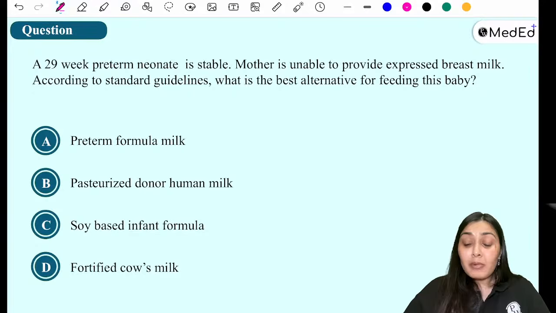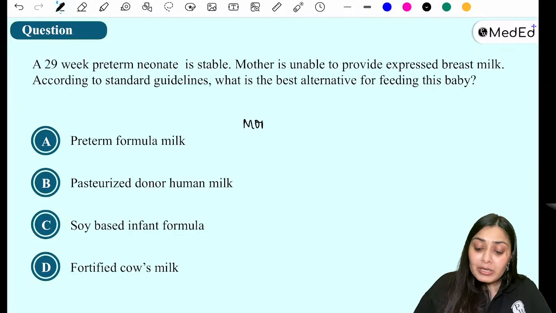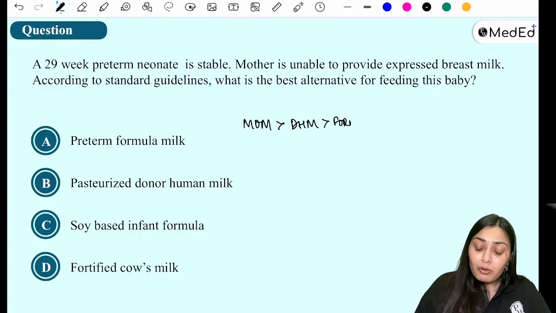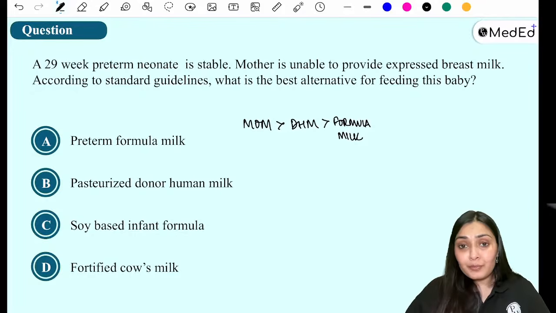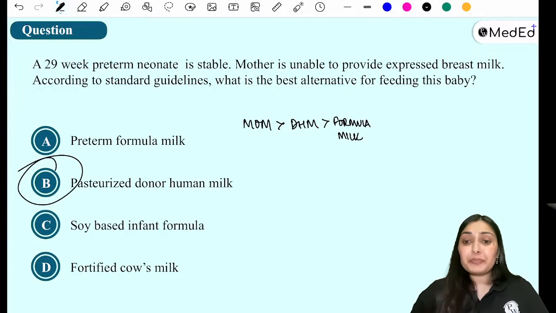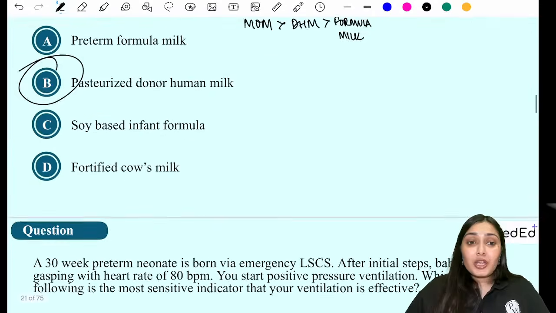So remember, mother's own milk is the best, right? Mother's milk is the best. So if mother's own milk is not available, second, I will go for donor human milk. If donor human milk is not available, then I will go for formula milk, right? And animal milk is out of the question. We don't recommend giving any other animal's milk to the baby. So the correct answer over here, if mother's milk is not available, I will go for the second best, that is donor human milk. Option B. Right? Now let's move to the next question.